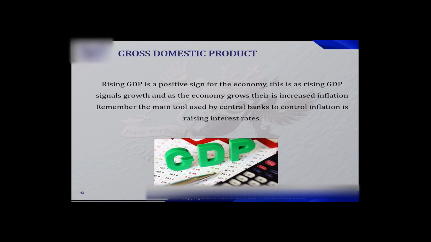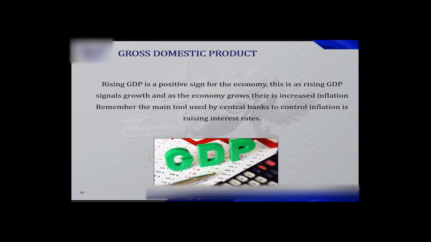Now, rising GDP is a positive sign for an economy. And this is because rising GDP signals growth, and as the economy grows, there is increased inflation. Remember, the main tool used by central banks to control inflation is raising interest rate. So whenever there is increased inflation, this is good for a country's currency because as a result of this, the central bank will need to increase interest rates. Okay? And central banks need to increase interest rates because rising inflation can stop the growth in GDP.